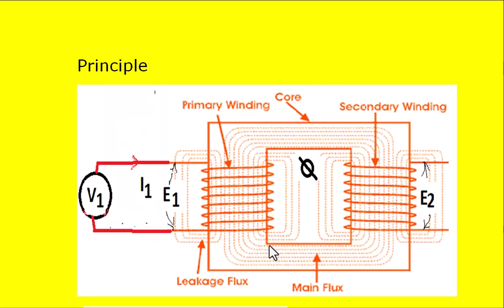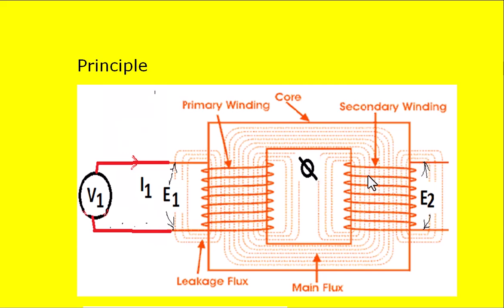Then this I1 creates a flux in the magnetic core, and this flux links both the primary winding and the secondary winding. This is called secondary winding, which is left open like this. As the flux is linking with the primary winding, there is a rate of change of flux linking with this coil. So there is an induced EMF in the primary winding, and that induced voltage is called E1 here.